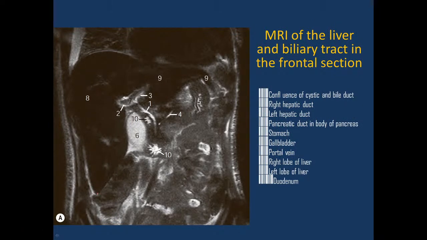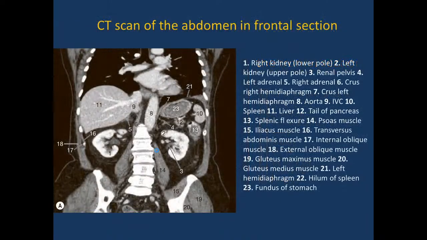MRI of the liver on the frontal section, you see the liver, that is right lobe and left lobe. Here is a portal vein. This is quite big. This is portal vein. Here number 6 portal vein. Sorry, not 6. I think that is the portal vein here. And duodenum, of course. This is part of duodenum.